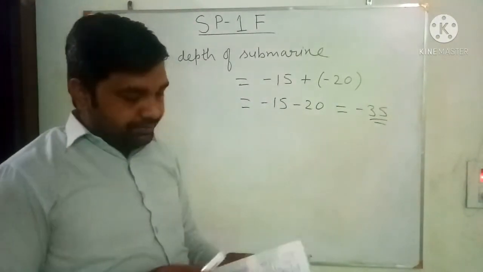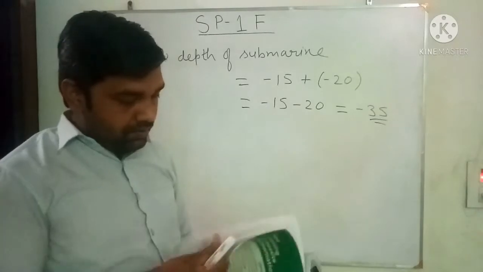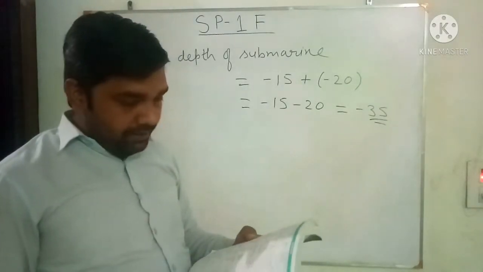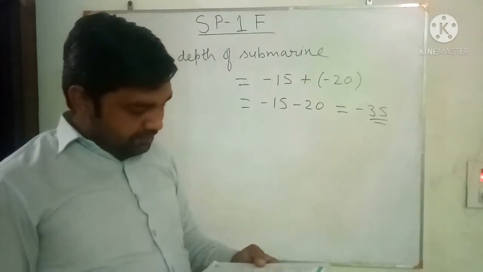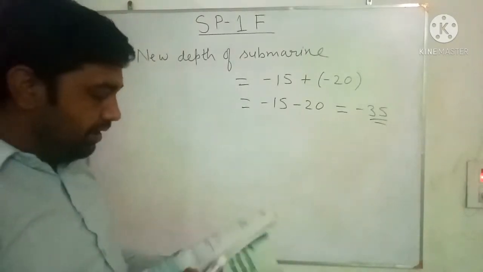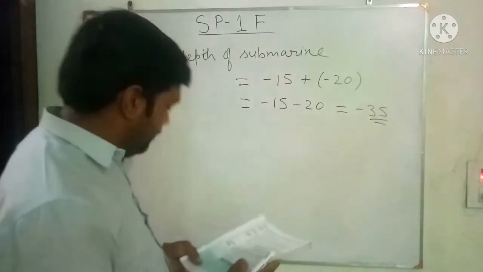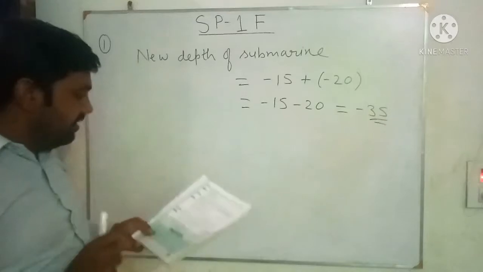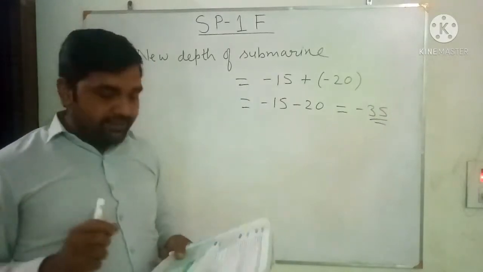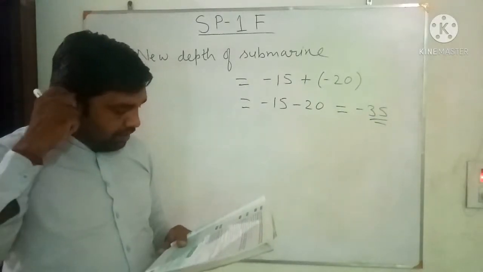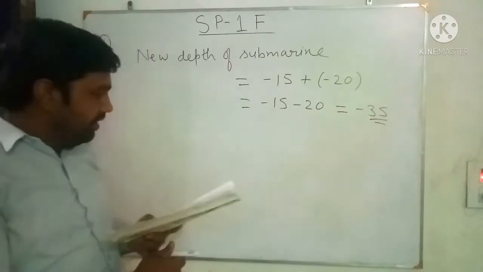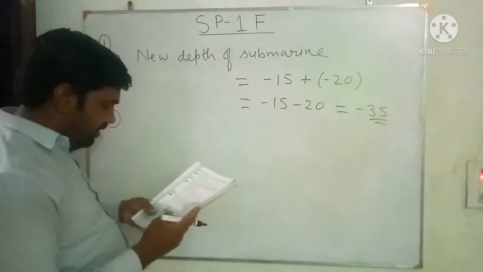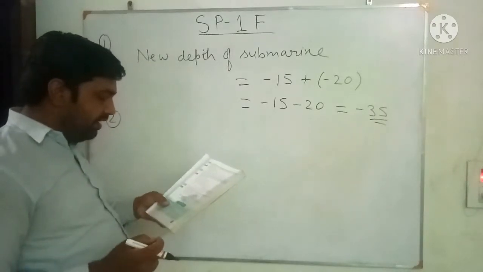Now we see the next question. Let me first check the answer: 1F, yes, minus 35 meters. Now question number 2. The temperature was minus 3 degrees Celsius in the morning and rose by 10 degrees Celsius by noon. Rose means increase, so we use plus.